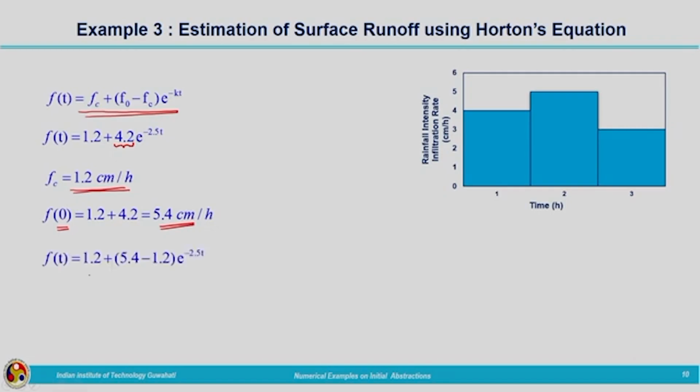F of t can be written as f c plus f naught minus f c, e to the power of minus 2.5 t. F c is 1.2, f naught is 5.4. So, this is our Horton's equation. Now, that we can plot over here. When we plot this, the curve will be looking like this. Infiltration curve represented by Horton's equation. By making use of the values given by this equation, we have plotted this curve.